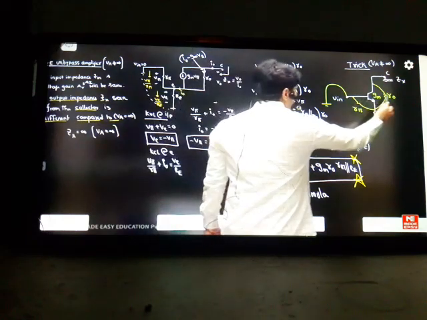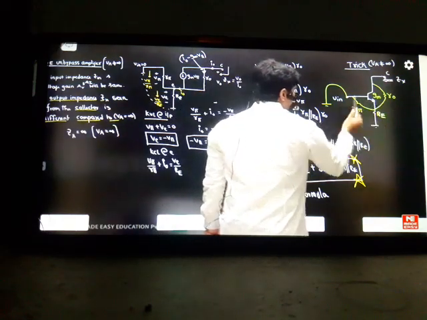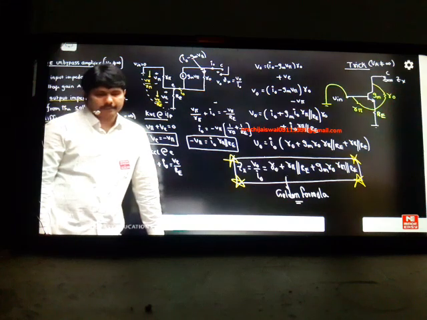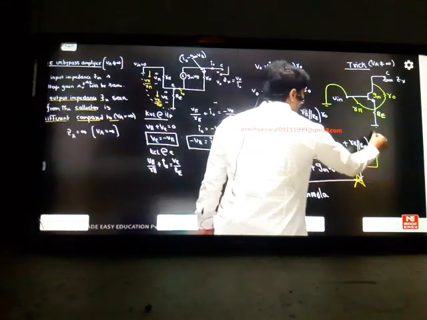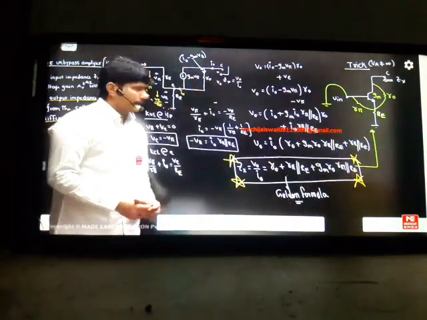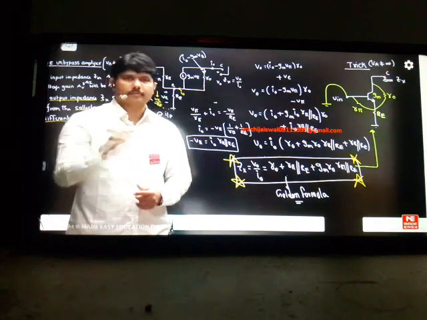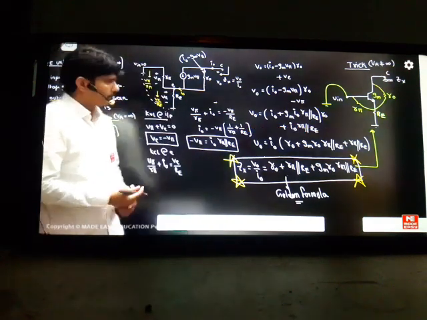So you can see the trick: R naught plus RE parallel to R pi, plus GM into R naught into RE parallel to R pi. This is the style of practicing this concept. Like this, you can recollect that big formula in an instant to answer the question. R naught plus RE parallel to R pi, and the two resistances should multiply with GM, will complete the answer.